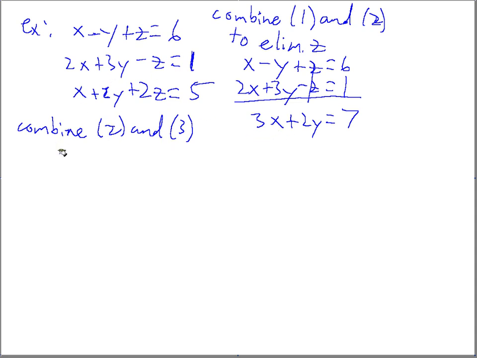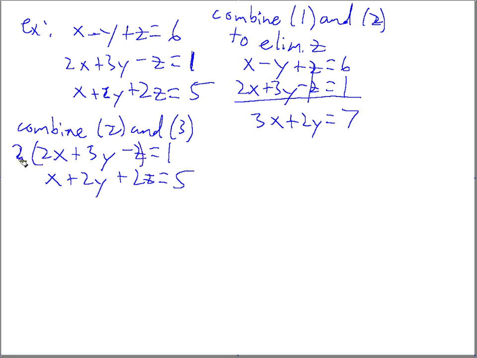Let's recopy the 2 equations there. Equation 2 was 2x plus 3y minus z equal to 1. The third equation was x plus 2y plus 2z equal to 5. That's z right there, sorry about that. So in this case, since I need to get rid of z, I need to multiply the second equation by 2 to make this a negative 2z. So I'm going to multiply by 2 on both sides here, 2 to the left-hand side, 2 to the right-hand side.